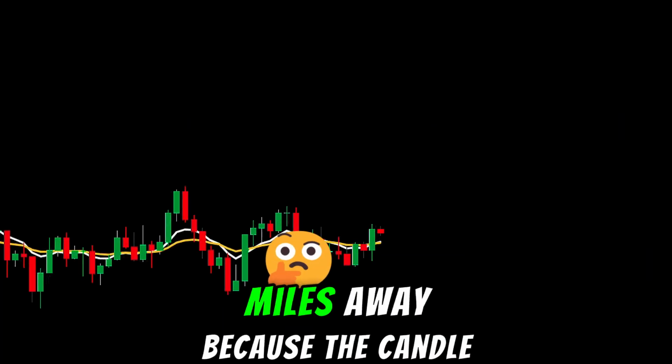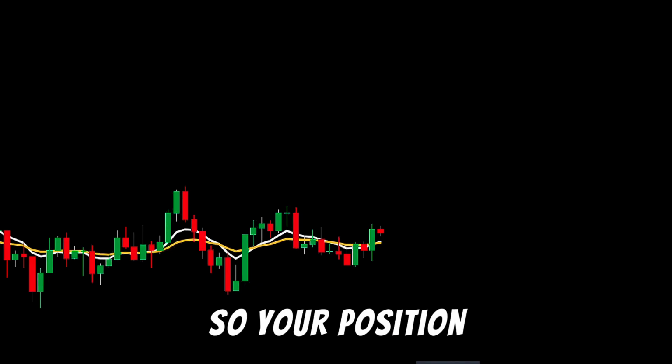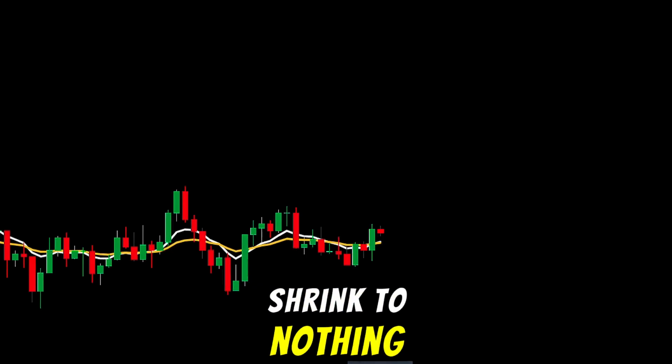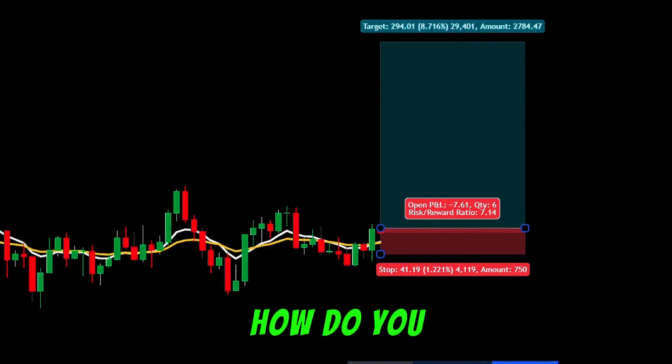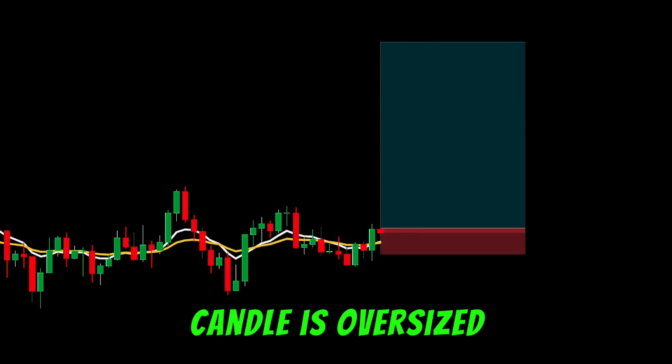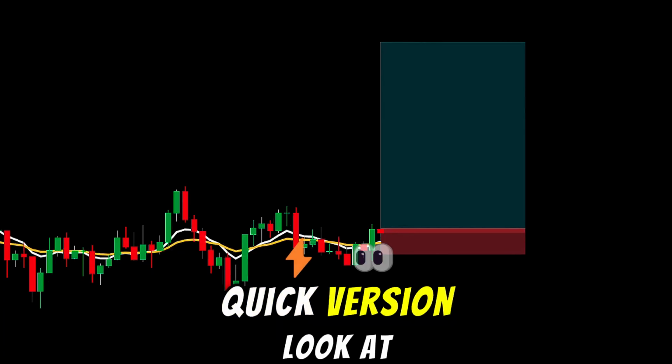Your stop is now miles away because the candle is huge, so your position size has to shrink to nothing, and the 2-to-1 target sits somewhere the market may never reach. How do you judge whether a candle is oversized without eyeballing it? Quick version.